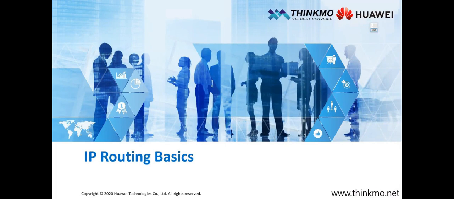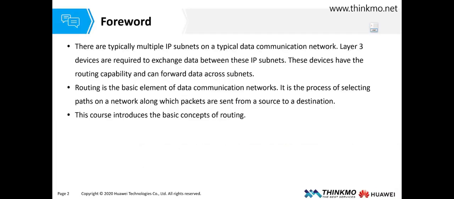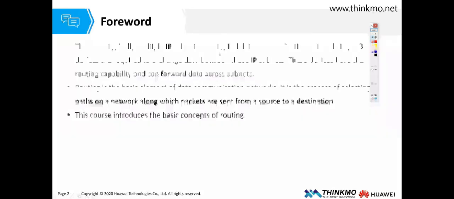Hello everyone, today we are going to explain the basics of IP routing. Previously, we have talked about many things related to IP, such as our IP addresses. In a typical data communication network, we might have many IP subnets. Our Layer 3 network devices need to exchange some routes and data between these IP subnets. These devices have routing capabilities and can forward our data across subnets.